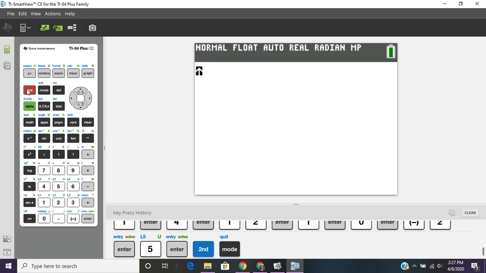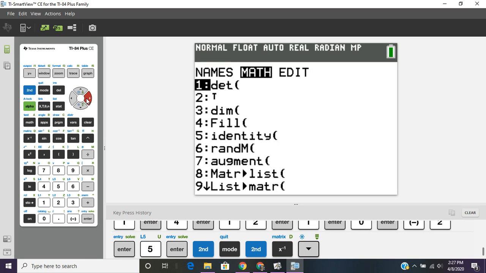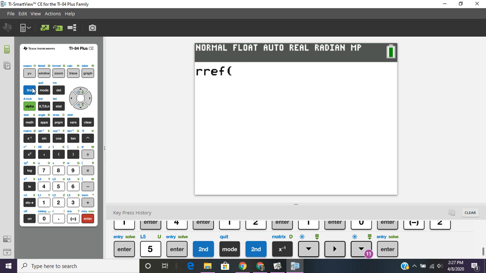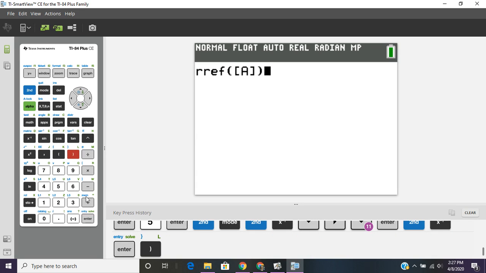Now we're going to go second matrix, go over to math, but this time we're going to scroll way down. We are looking for RREF. This stands for Reduced Row Echelon Form. This is what will help us solve this in one step. So we're going to do that, and then we want our matrix A that we just typed in, and we get this.